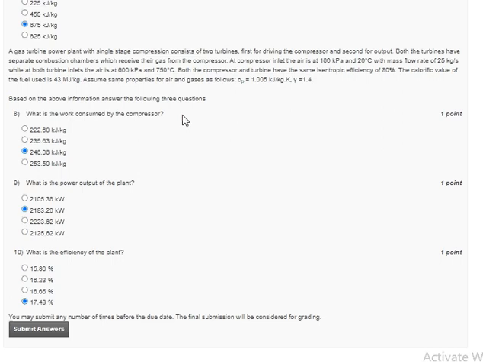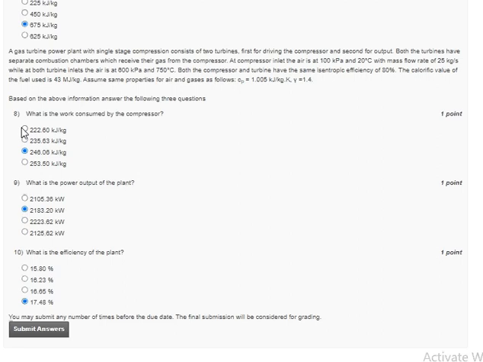The work consumed by the compressor, WC, is equal to m Cp delta T. Here we will take m as 1 kg. So Cp delta T gives the answer 246.06 kJ per kg. If we calculate further, what is the power output of the plant? So the power output of the plant is 2183.2 kilowatt. And what is the efficiency of the plant? The efficiency of the plant will be 17.48%.